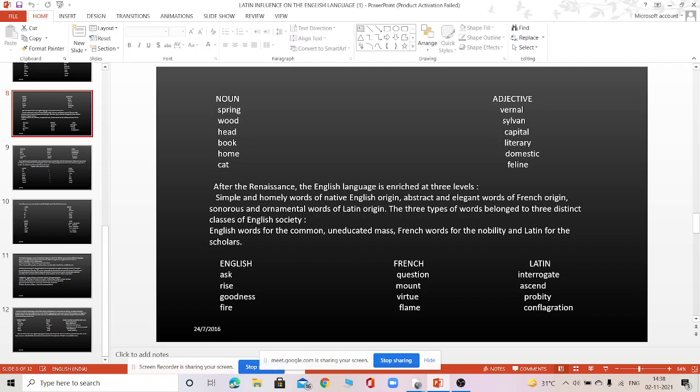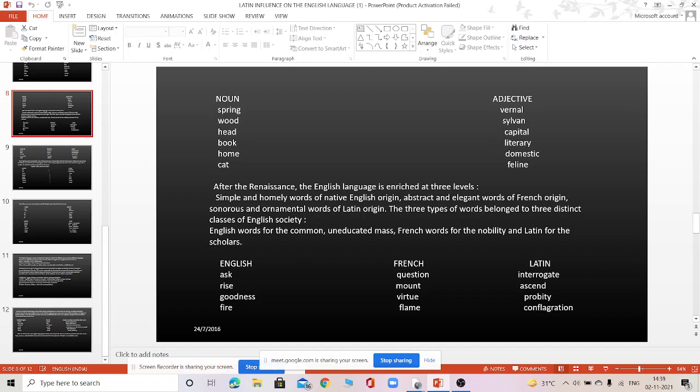Ask, of course, everyone knows the meaning. French is question. So that is, of course, a common enough word. We are using this word all the time. Question papers, for example. Latin is interrogate. So interrogate means to ask questions. But this word, as you can see, is a much more complex word. It does not have the simple spelling of ask or question, but it is a bigger and more complex word. Similarly, rise, mount, ascend.